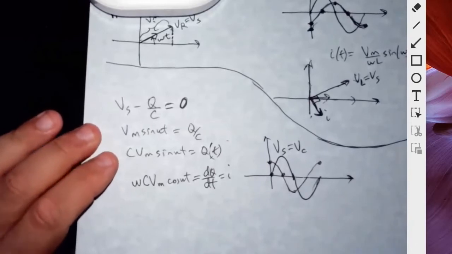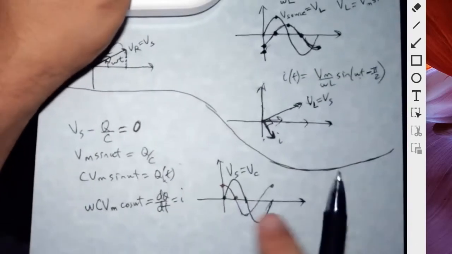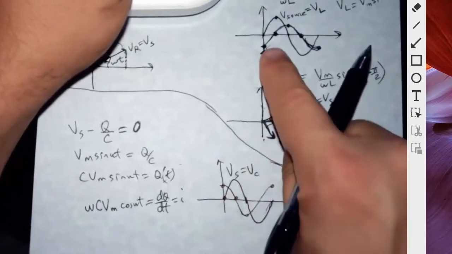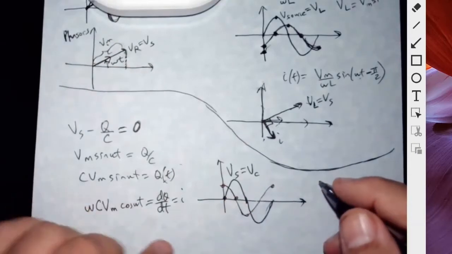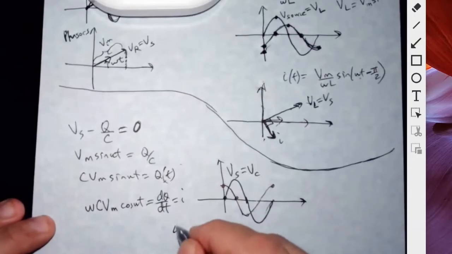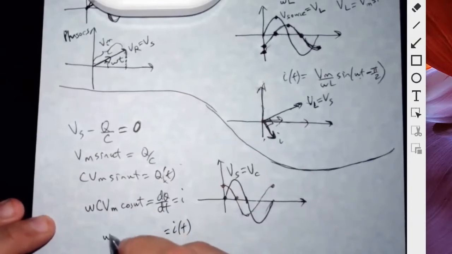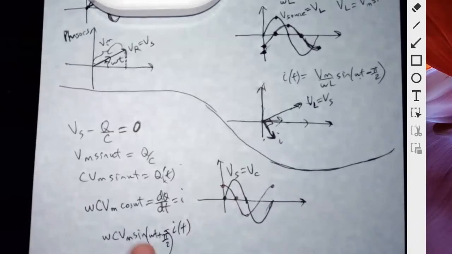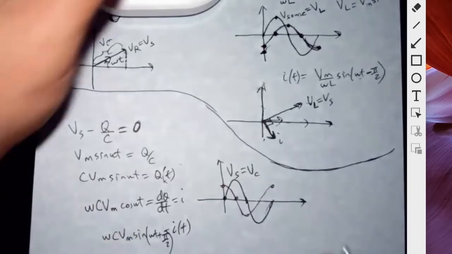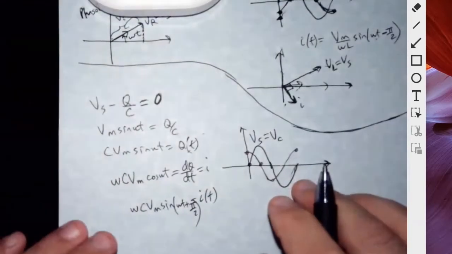Okay, so you can kind of project what's going to happen, because if the current is behind on this one, it's most likely ahead on this one, right? So this one is going to be omega C Vm sine of omega t plus pi over 2. Yeah, so you see, if you put 0 here, you get 1, and if you put 0 here, you get 1 also. So the current is ahead of the source voltage and the capacitor voltage.